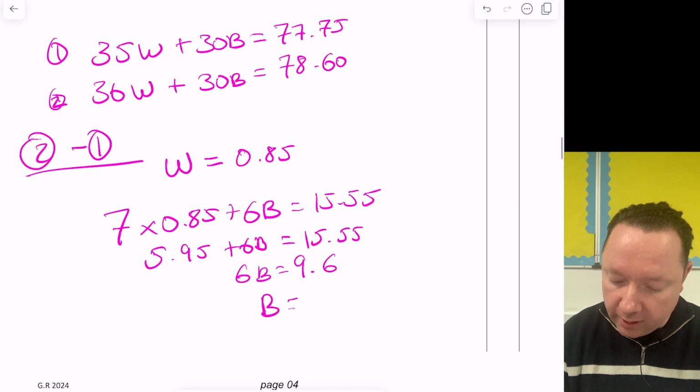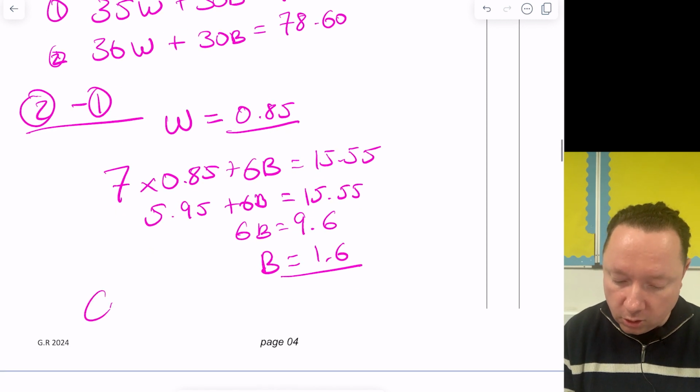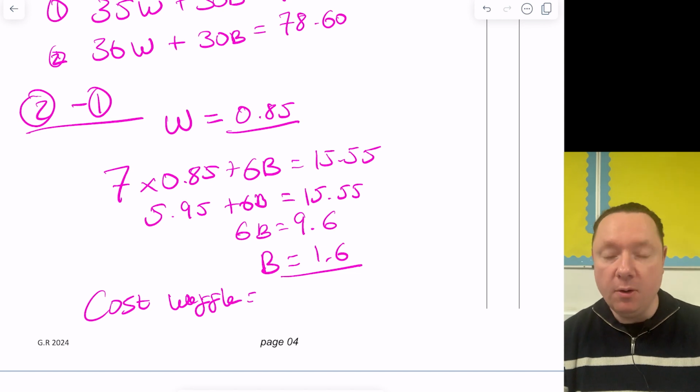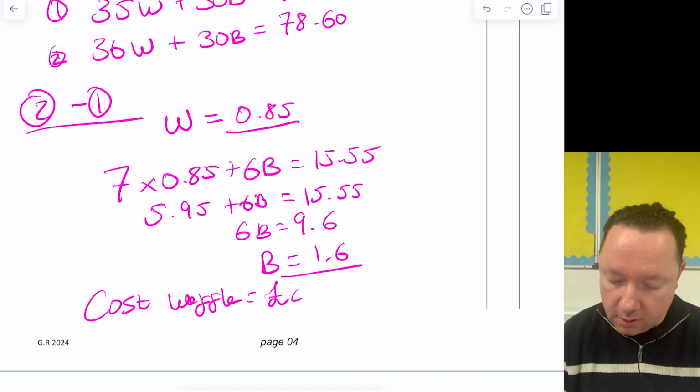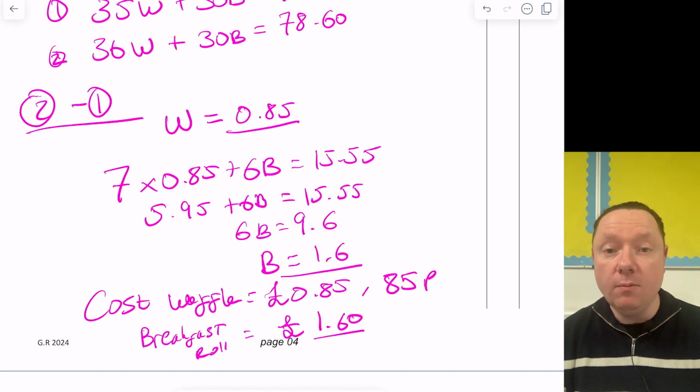Now I need to answer the question because they are not money or anything. I want the cost. So cost of waffle is either £0.85 or 85 pence if you prefer. And the cost of a breakfast roll, I think it was, is equal to 1.6, so £1.60. And we're done there.